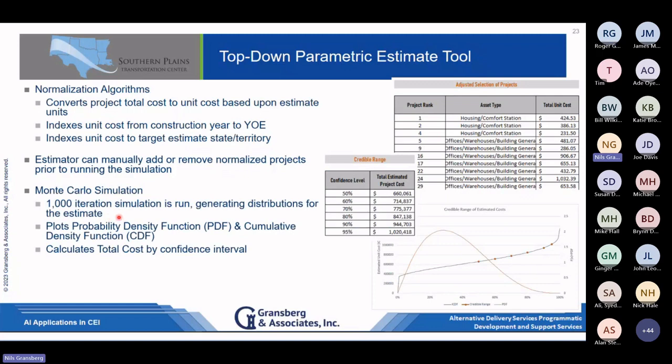It runs 1,000 iterations. Essentially it says, okay, for this kind of project, it uses different distributions based upon the cost and the features and all that kind of stuff from each of those historical projects. It says, okay, it could cost between this much and this much, and it plots out that probability density function and a cumulative density function, and calculates your total cost with a confidence interval. So it gives you this stuff right here. I get this credible range of values with the associated confidence level. And then this is my probability density function, and this is my cumulative density function. The CDF is where it pulls for these levels here.